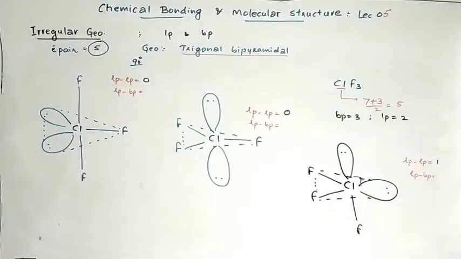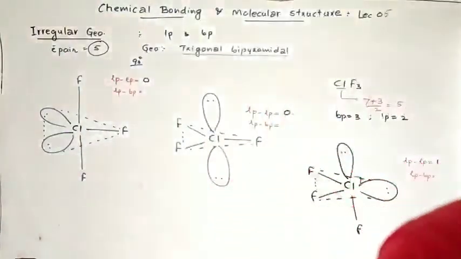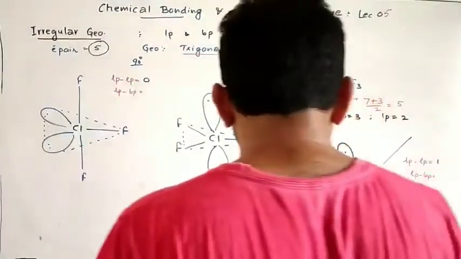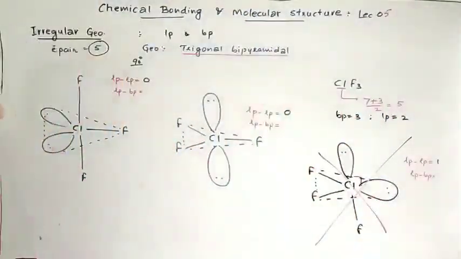So up to this level we can decide that structure number 3 is unstable, as it has one lone pair repulsion. So just cross it out. We are remaining with two structures.